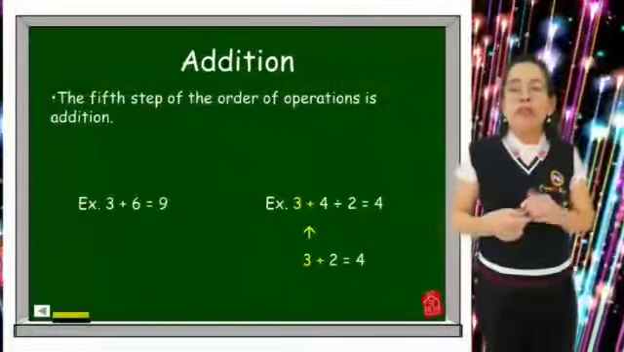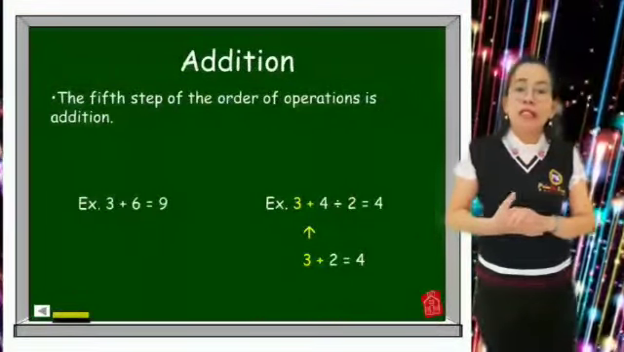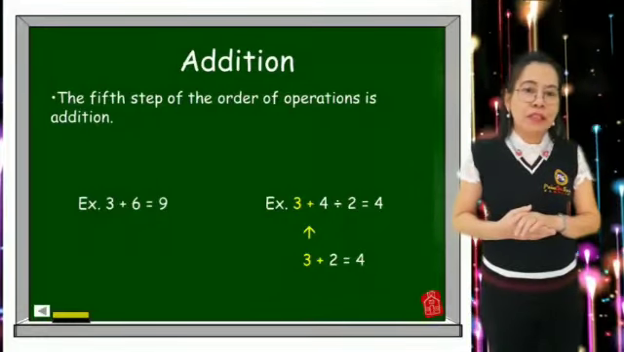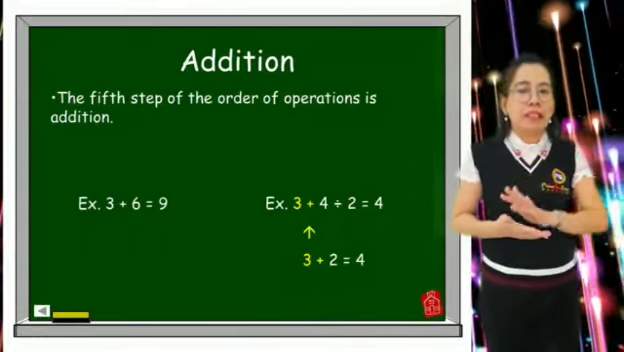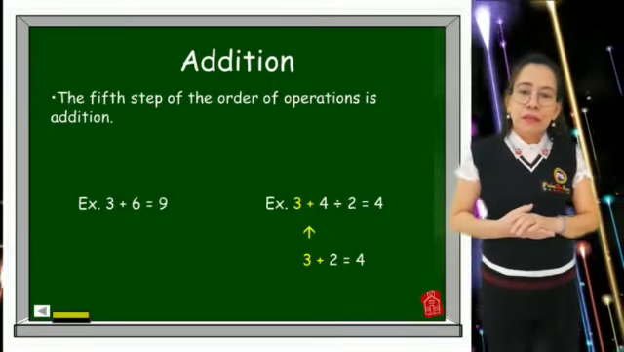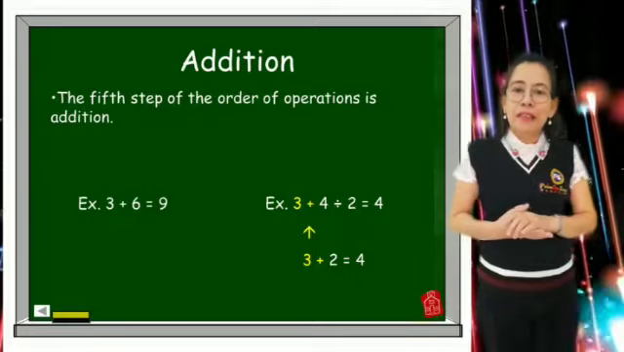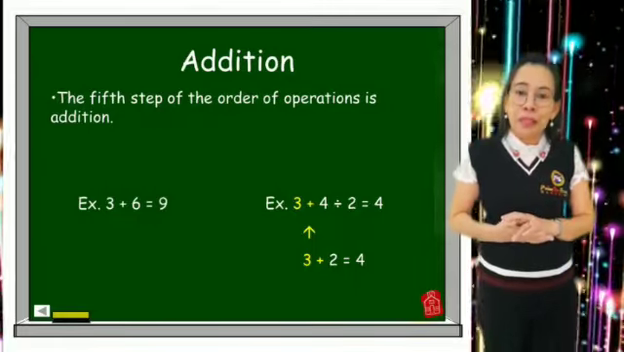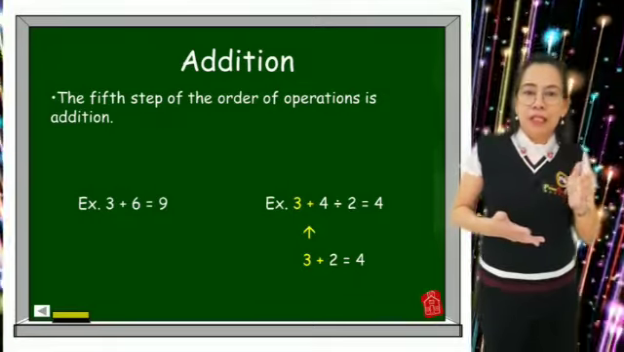The fifth step of the order of operations is addition. So this is a basic fundamental operation in math, like for example, 3 plus 6 equals 9. If there is another component, of course we apply PEMDAS. Let's say if there is division. So we do division first according to PEMDAS, and then after that, addition.